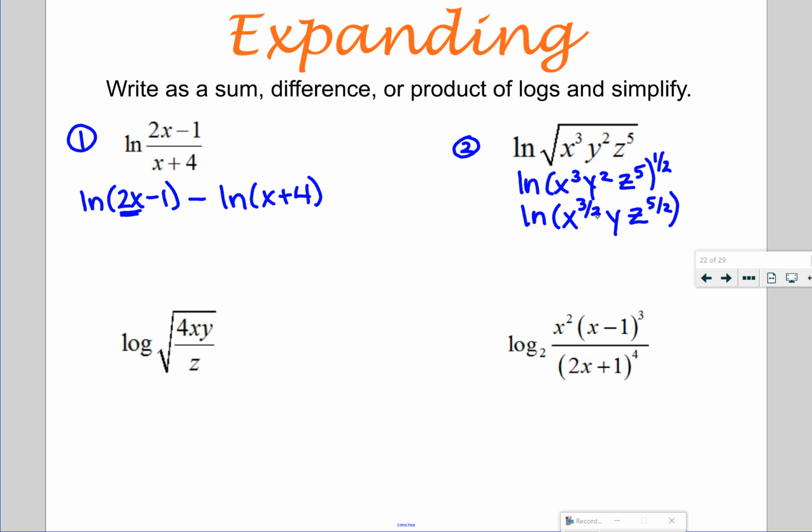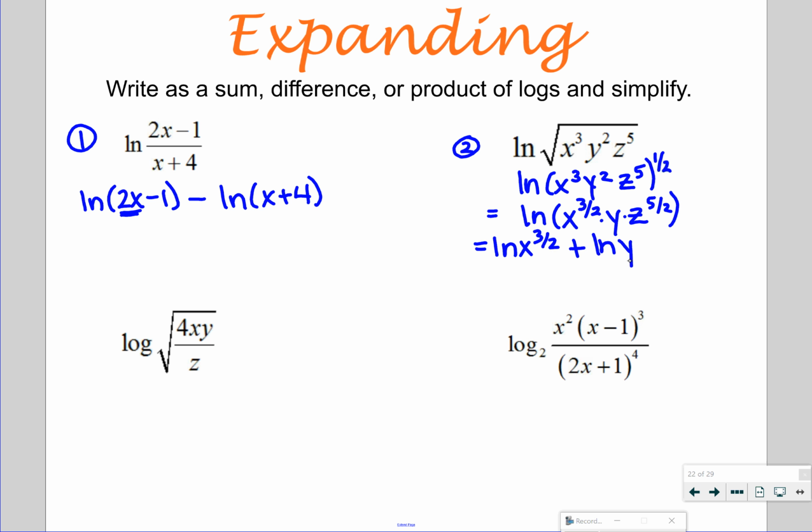Okay. So now these exponents, the 3/2 and the 5/2, I can't bring them down because they only apply to the x and the z. They don't apply to the whole log. So what I need to do first is I need to separate the x, y, and z from one another. And right now they're multiplied by each other. So our log properties say if I want to expand multiplication, it's going to change to addition. It's going to become natural log of x to the 3/2 plus natural log of y.